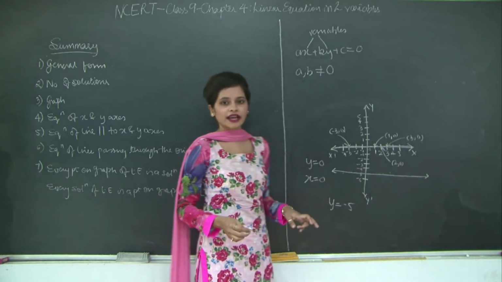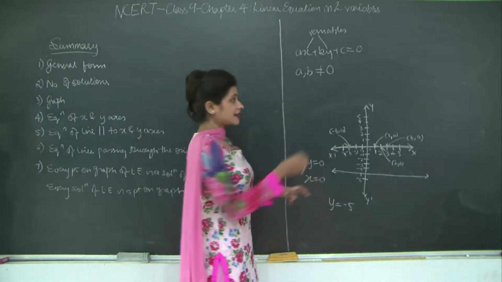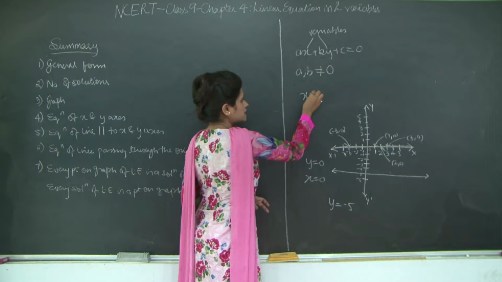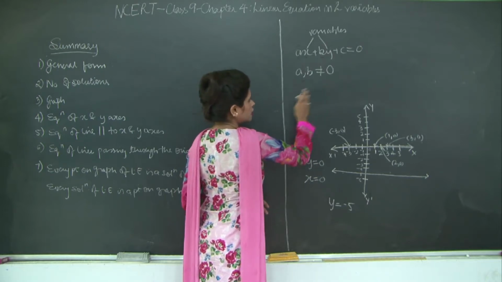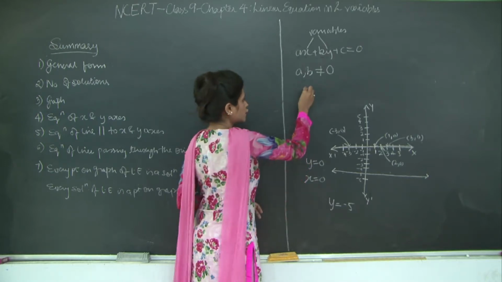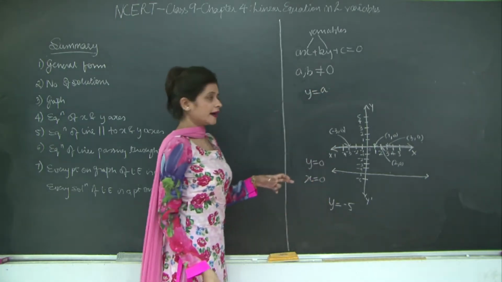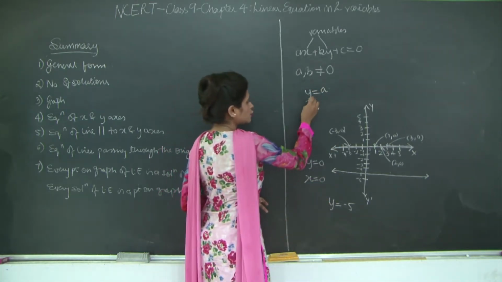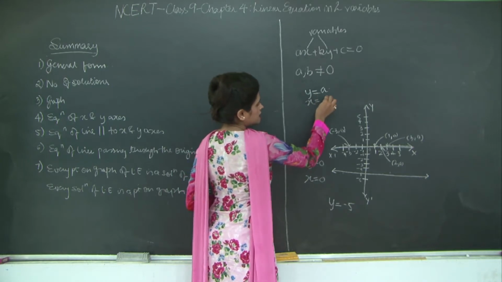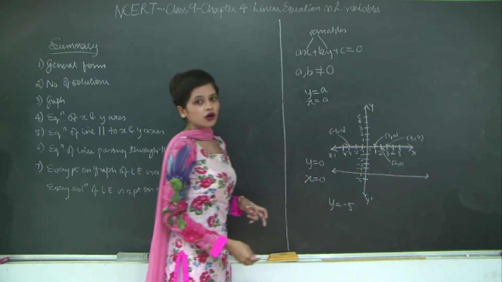So the equation of a line parallel to my x-axis is going to be of the form y is equal to a. And the equation of a line parallel to my y-axis is going to be of the form x is equal to a, where a is a constant.